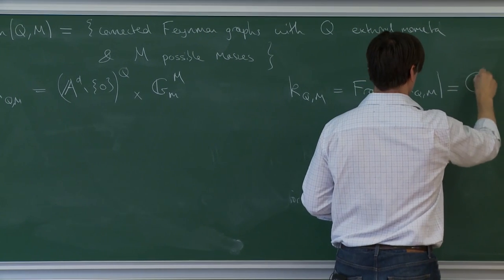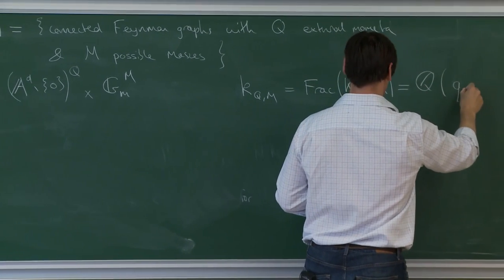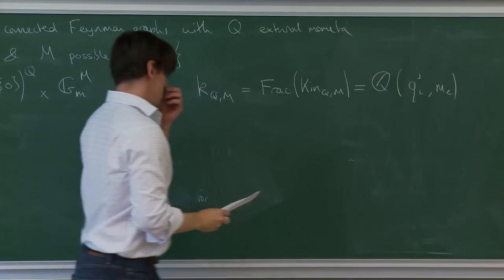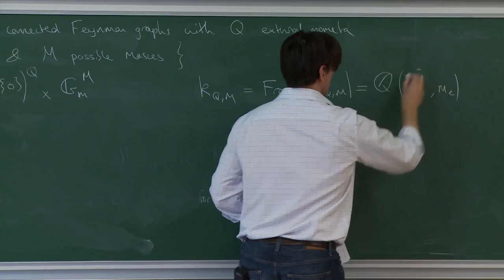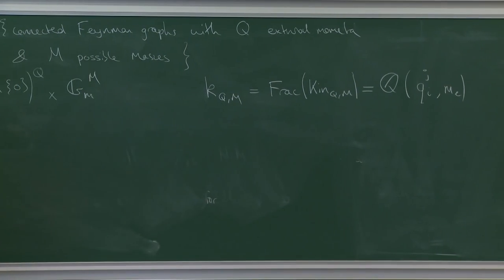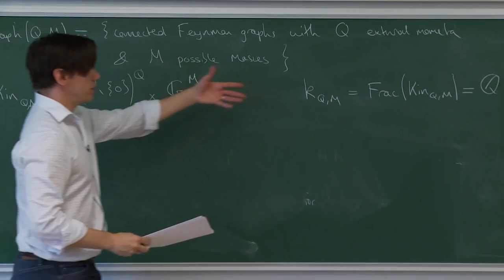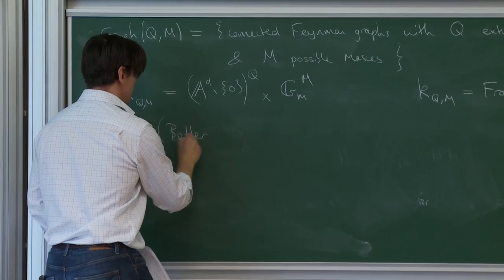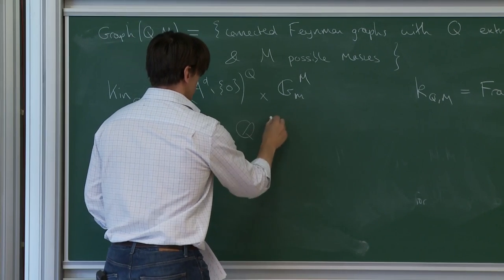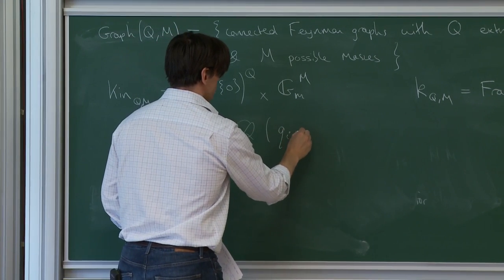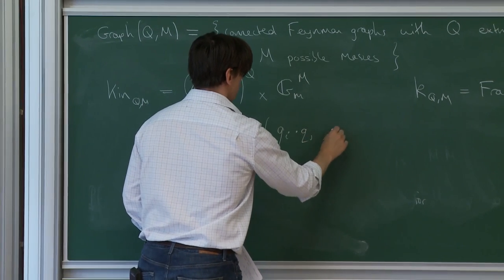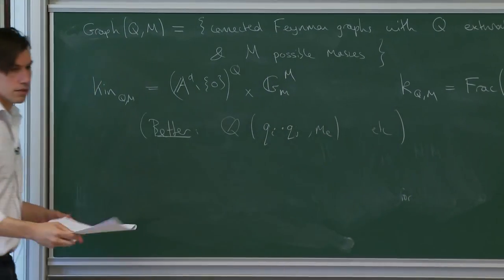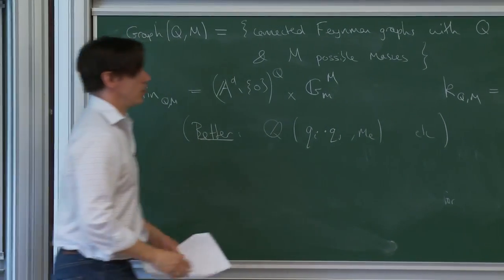And it's just the field in which we join the momenta and the masses. Of course, this is a slightly dumb thing to do because, as physicists know extremely well, we're only interested in the invariants under the orthogonal group. So it would be better to look at just the dot products of momenta and so on. In other words, use Mandelstam variables as masses or square of masses.